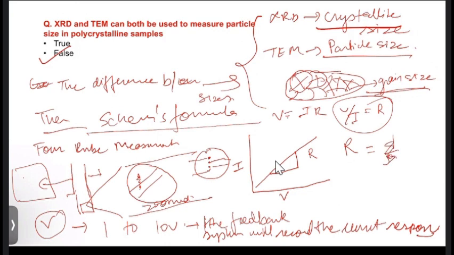Sorry, 1 by R is equal to 1 by conductance. But we want to find out conductivity. How will we reach from resistance to conductivity? What is that relation? Anyone who knows that?